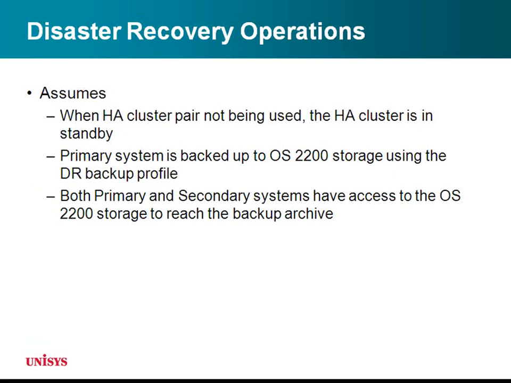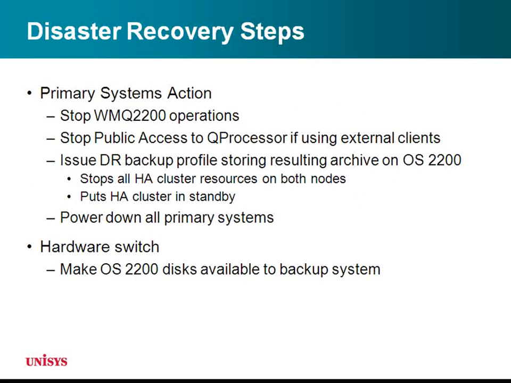When you want to switch between your primary and secondary system for disaster recovery, you first stop the WMQ 2200 operations. Next, if you're using external clients, we recommend that you stop the public access resources in the HA cluster so that all external clients can no longer reach the QProcessor. After that, you can issue the DR backup, which will store the resulting archive on the OS 2200.